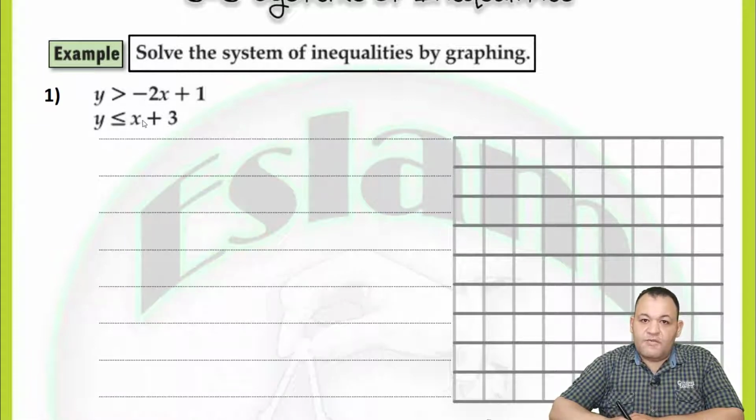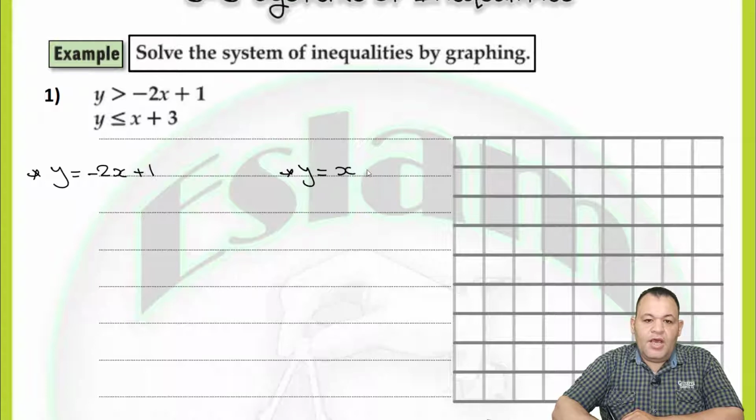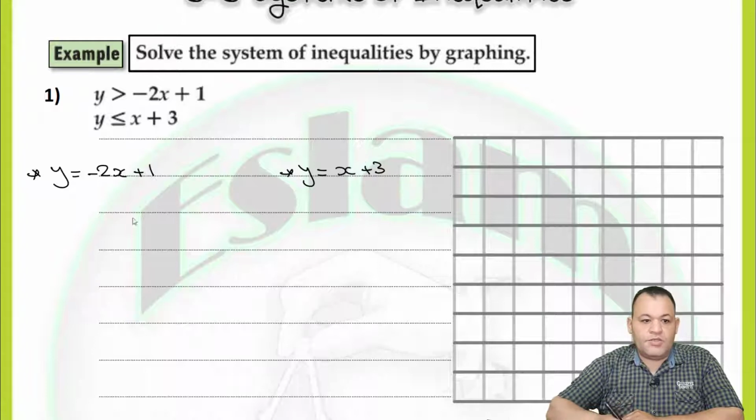To solve the system of inequalities, step number 1, convert both of them to equations. Equation number 1: y equals negative 2x plus 1. And equation number 2 will be y equals x plus 3. To graph the two linear equations, we need to find the slope and the y-intercept.